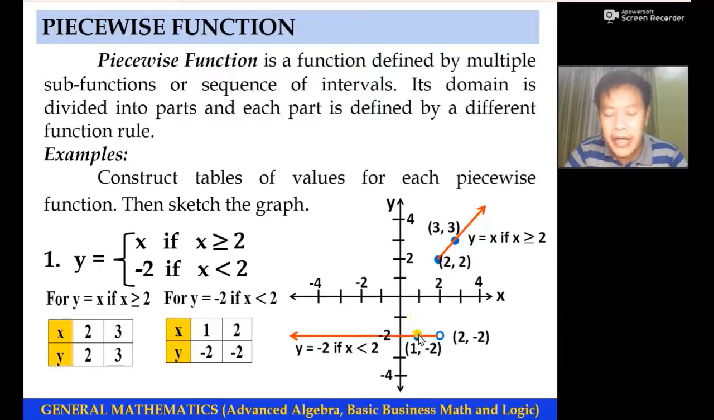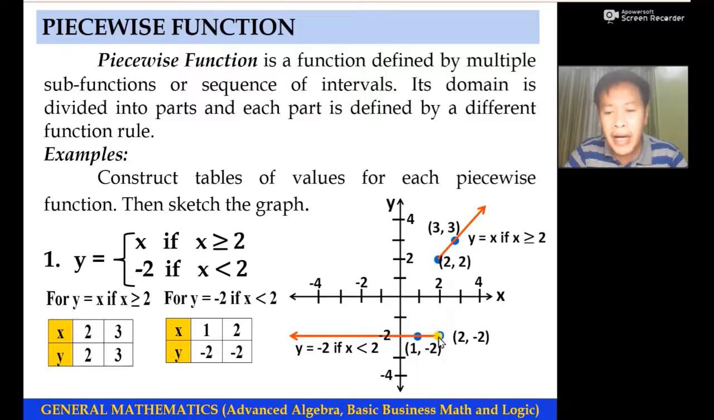So, 1, 2. Take note, you are going to have the closed point or the shaded point here because the point with coordinates 1 and negative 2 is a part of our subfunction y is equal to negative 2 if x is less than 2. Our second point of concentration is 2 and negative 2. And where is that? 1, 2, move downward 2 units because our y is negative 2.